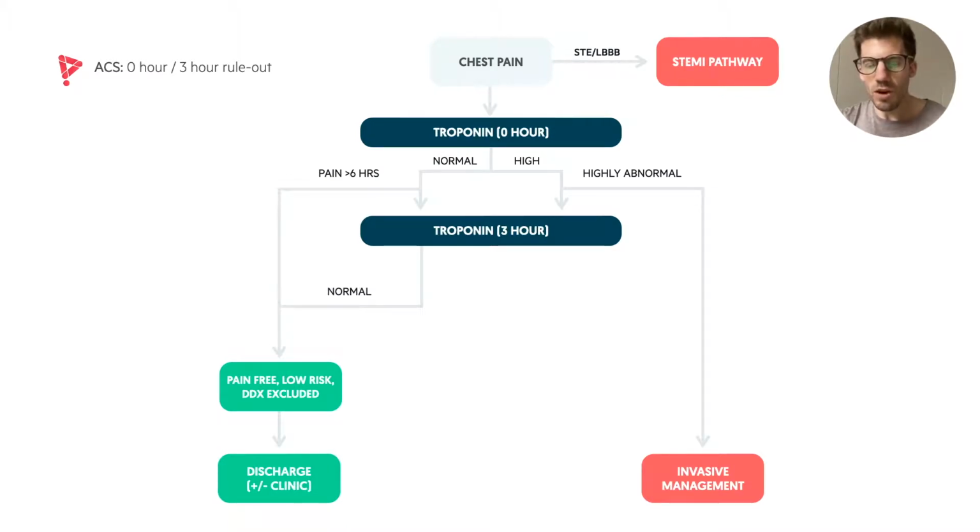If the first troponin is normal, and the second troponin at 3 hours is also normal, we can go down that same pathway: make sure they're pain-free, low risk, and exclude differentials, and then think about discharge.